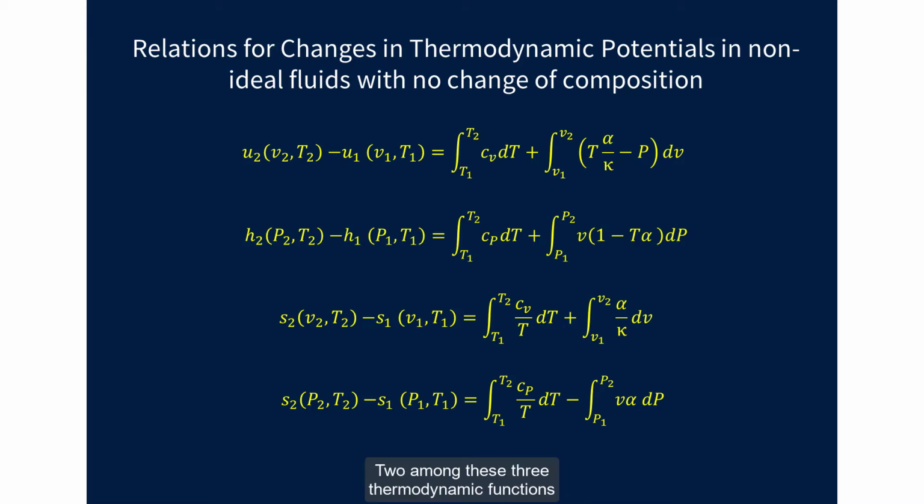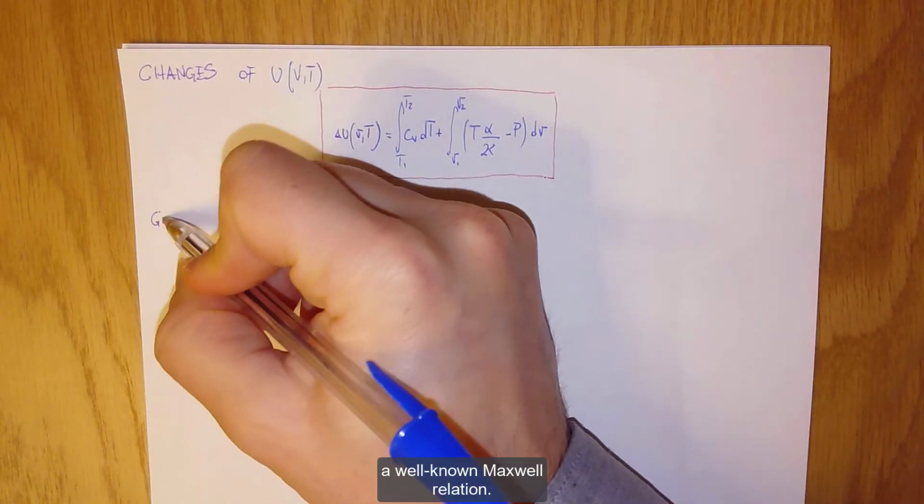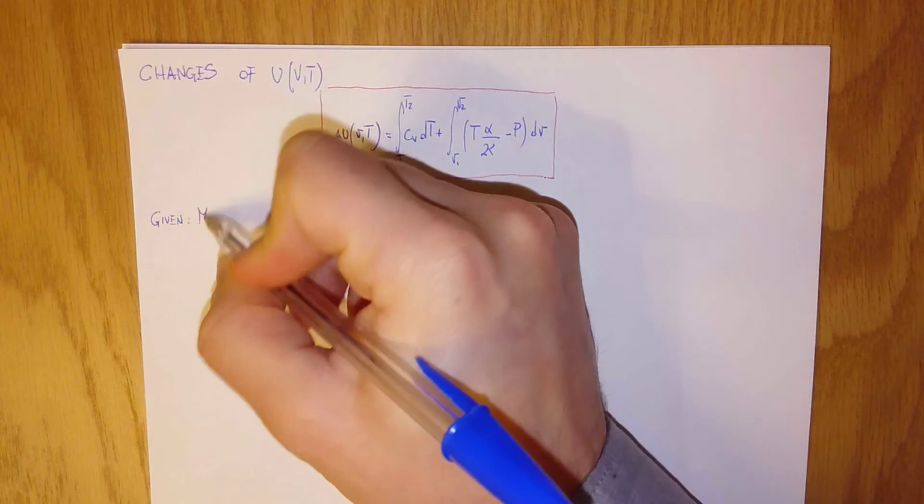Two among these three thermodynamic functions are enough to calculate the changes of all other thermodynamic functions by means of their definitions. We start with the internal energy U. The objective is to find an expression for the change in the internal energy, which depends only on temperature and volume. The expression we want to obtain is the one in the red box.